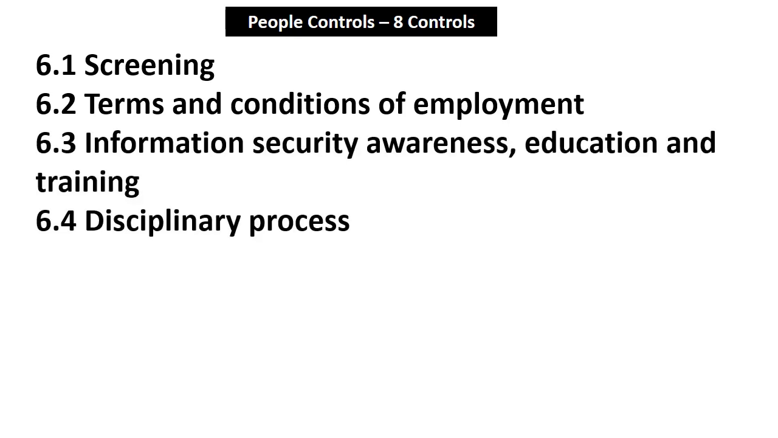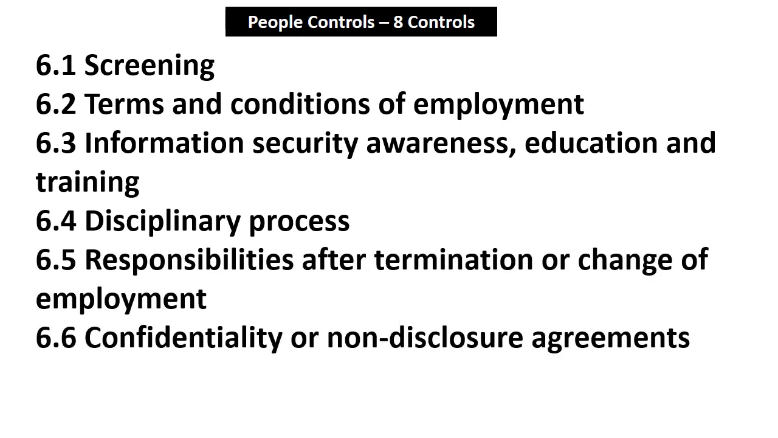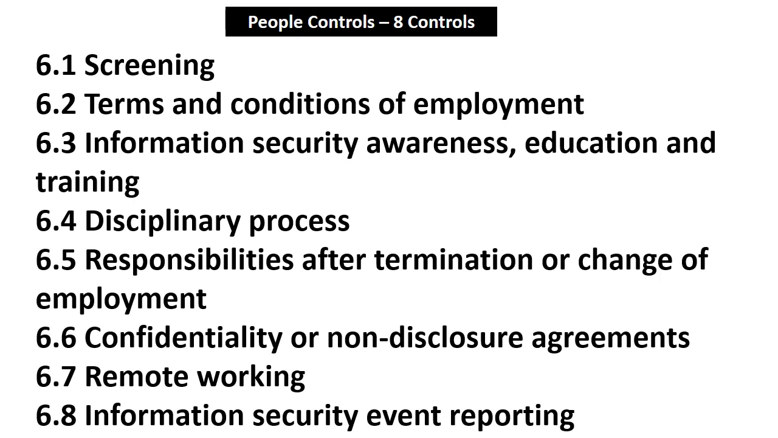Let us see the people controls now. 6.1 and 6.2 are pre-employment controls. 6.3 and 6.4 are controls to be implemented during the employment of any employees. 6.5 and 6.6 discuss the post-employment controls. 6.7 and 6.8 talks about controls to implement securing the data outside the corporate network, which is work from home, and user responsibilities to report security events. This is a new control.